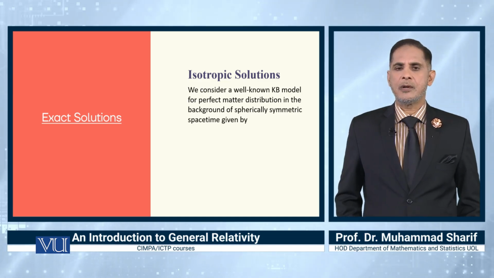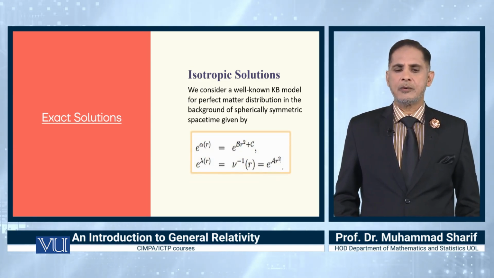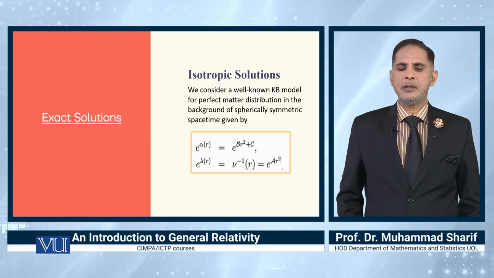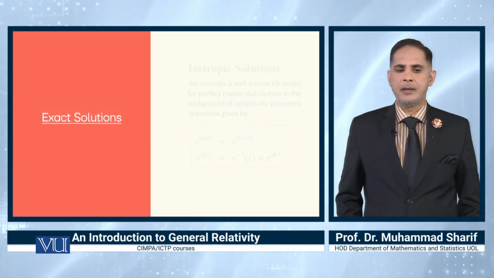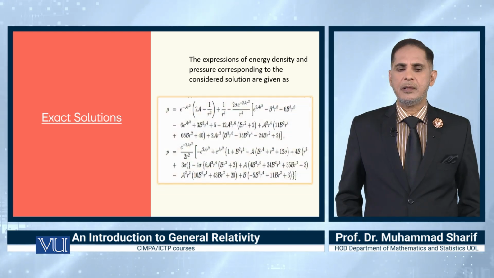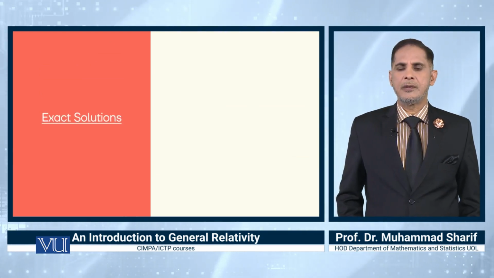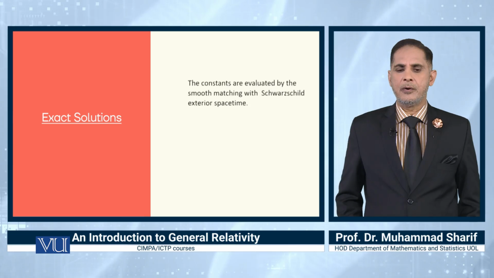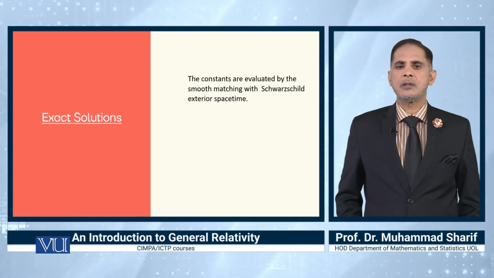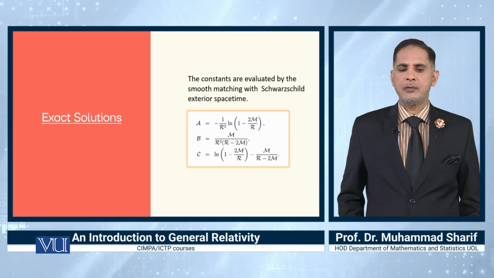So, for isotropic solutions, we consider the well-known KB or Korkina-Barwa model for perfect matter distribution in the background of spherically symmetric spacetime. This is given as follows. This is the Korkina-Barwa solution. Here A, B, C are constants that will be found through junction conditions. The corresponding energy density and pressure take the following form. Because it is isotropic, we have rho and p as follows. We can calculate the constants by smooth matching with the Schwarzschild exterior spacetime, and these constants have the following values.